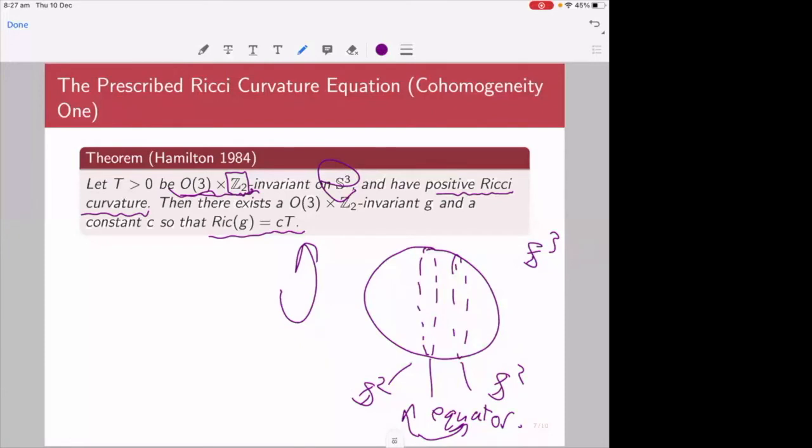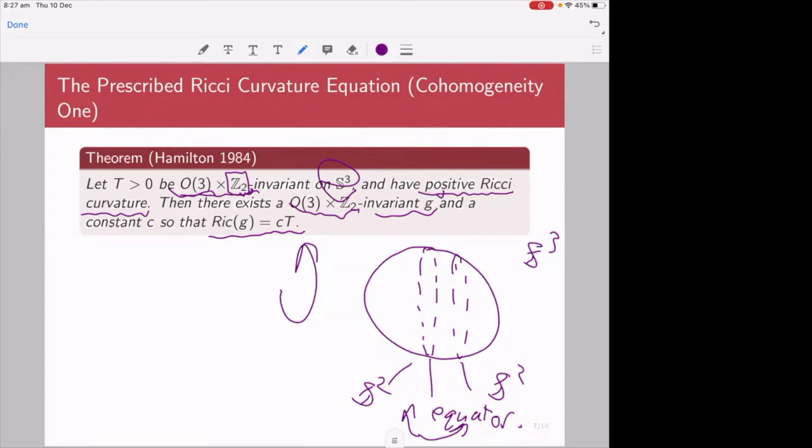We need to insist that T, which is positive and therefore has its own Ricci curvature, it turns out it's useful to impose that this metric T has positive Ricci curvature itself. This is an interesting condition because, as I said, there is no obvious analog of this in the homogeneous setting. Once you have such a tensor T, you will in fact be able to solve the prescribed Ricci curvature problem. The solution you find is again going to be O3 times Z2 invariant.